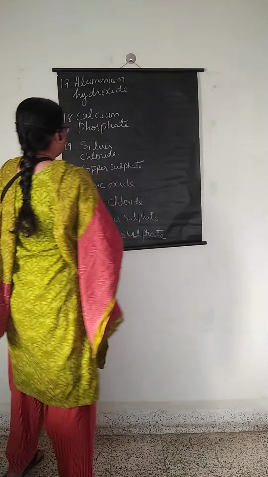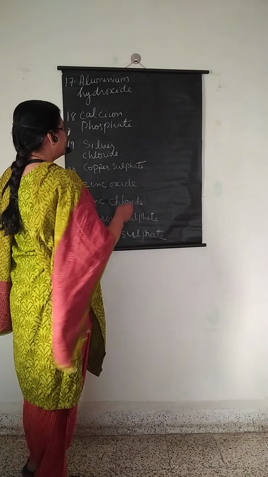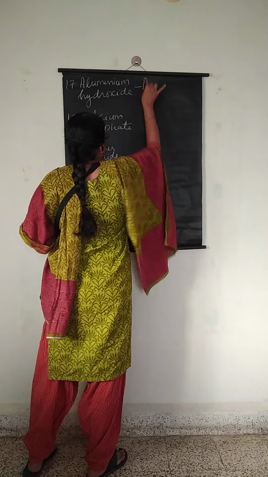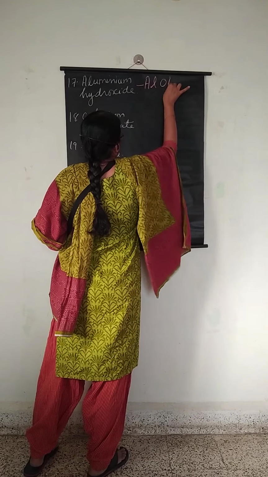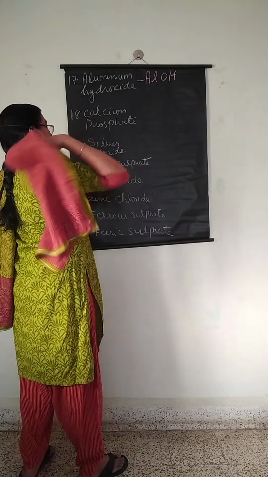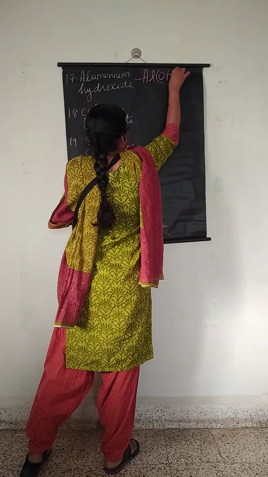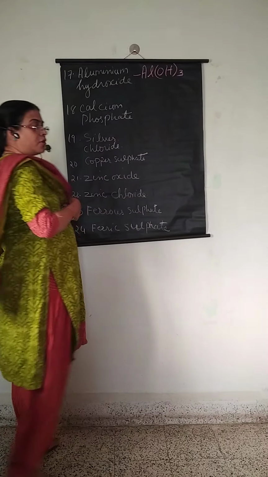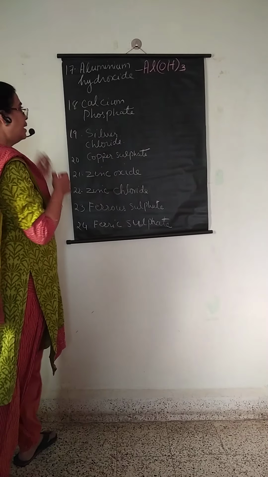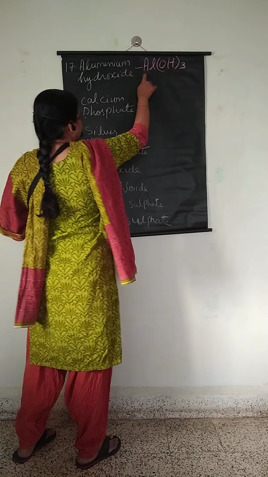Let us see aluminium hydroxide. Aluminium is Al, hydroxide is OH. Now the aluminium valency is 3. It should be written under hydroxide, that is 3. Then the hydroxide valency is 1.